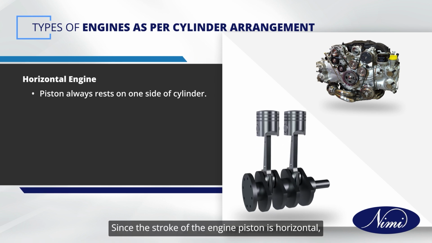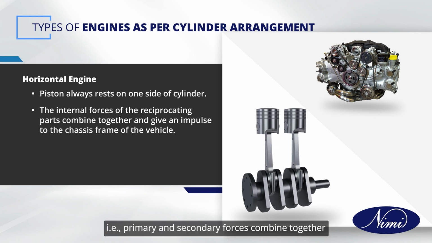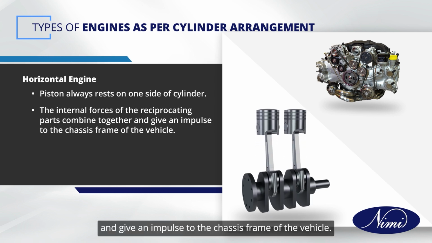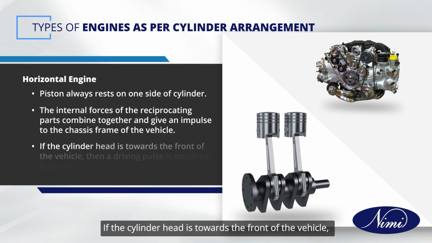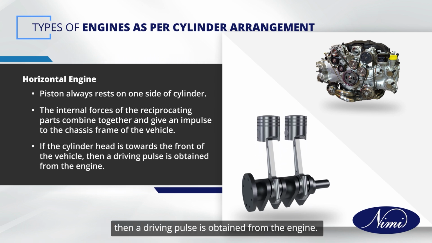In horizontal engines, the piston always rests on one side of the cylinder. Since the stroke of the engine piston is horizontal, the internal forces of the reciprocating parts, that is, primary and secondary forces, combine together and give an impulse to the chassis frame of the vehicle. If the cylinder head is towards the front of the vehicle, then a driving pulse is obtained from the engine.